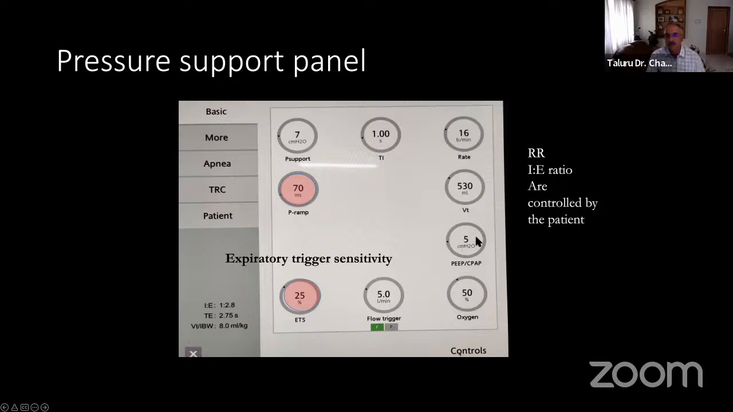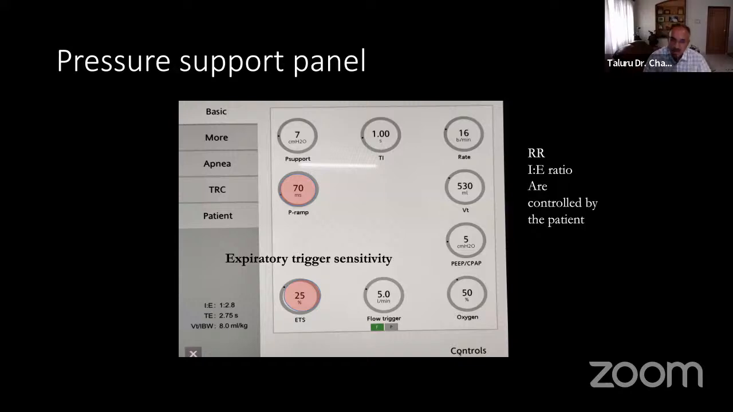Now I have set a PEEP of 5 and oxygen of 40%, 50%. We understood that you don't require 50%; less than 40% is enough. So what is wrongly set in this? Go one by one. Expiratory trigger sensitivity. How much is the trigger set at? 5 liters per minute.